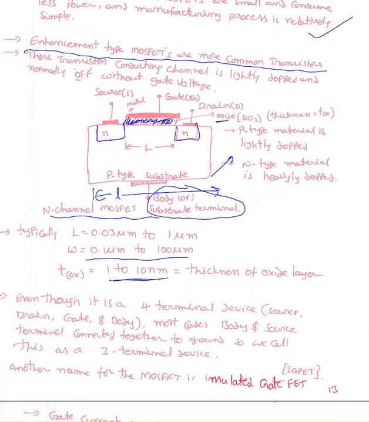Okay, so as I mentioned, even though it is a four-terminal device, source, drain, gate, and body, in most cases body and source terminals are connected together. My apology, I said drain and source in the previous, but body and source terminals are connected together to ground. So we call this a three-terminal device. Another name for the MOSFET is insulated gate field effect transistor.